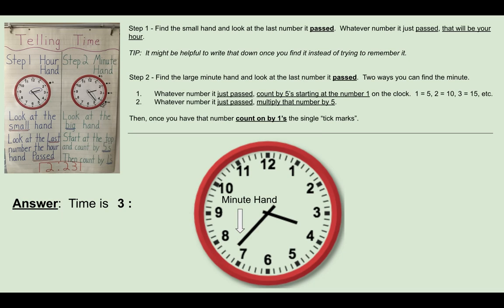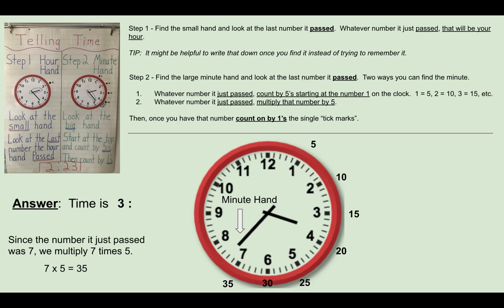Our minute hand is located right here. Remember, that's the large line. And what number is it counting to? So we're going to go back, we're going to start at 1, and we're going to count by 5s. So we have 5, 10, 15, 20, 25, 30, and 35. Okay, since it just passed the number 7, we know that the 7 is equal to 35. Or since it just passed the 7, we can do 7 times 5, and that equals 35. So our 7 is equal to 35.